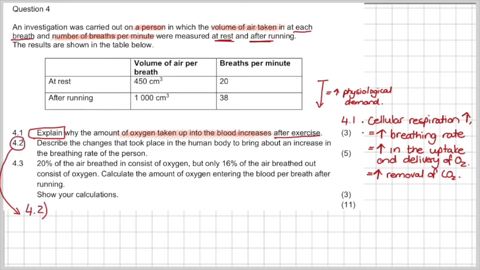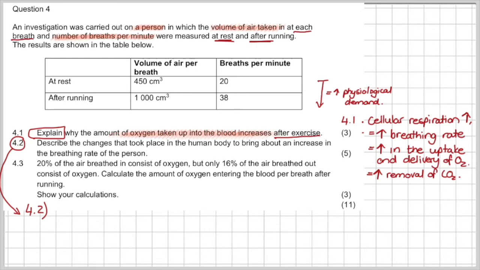Okay, let's look at question 4.2 quickly. This is a describe question, not an explain question. That means we just need to look at the data and identify the data. So describe the changes that took place in the human body to bring about an increase in the breathing rate of a person. So what's actually happened here? The control mechanism that would result in an increased breathing rate.